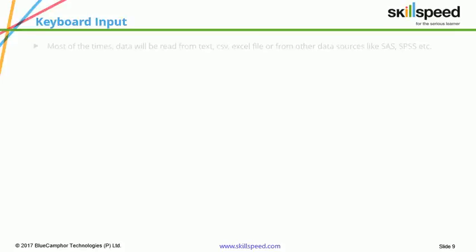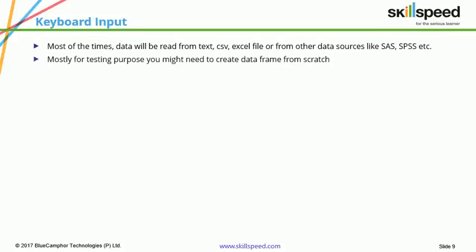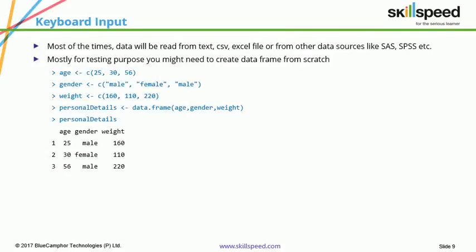Keyboard input. Now let's talk about keyboard input. Most of the times, data will be read from text, CSV, Excel file or from other data sources like SAS, SPSS, etc. Mostly for testing purpose, you might need to create a small data from scratch. Now let's create a small data. So we are creating an age vector, gender vector and weight vector. Age and weight are numeric vectors, whereas gender is a character vector.